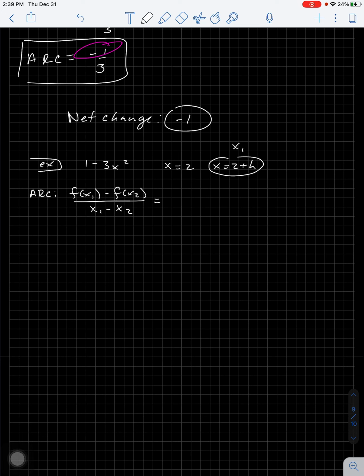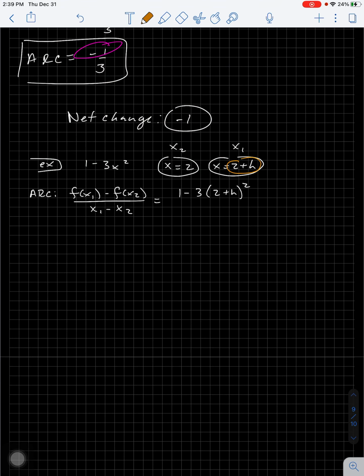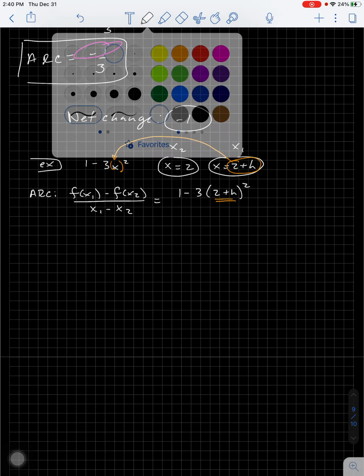So I'm going to again call this x1 and this one's going to be x2. So 1 minus 3 times 2 plus h squared. So what's happening right there is I'm taking this x value and plugging it into this spot right there. That means that the whole thing's going to be squared. That 2 plus h is taking the place of the x in the equation.